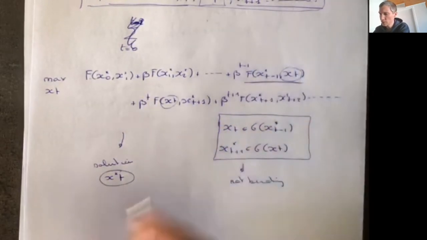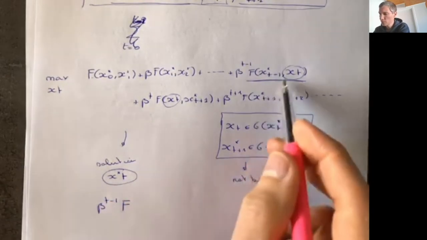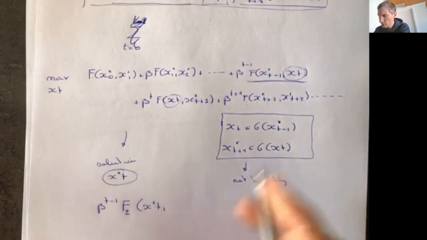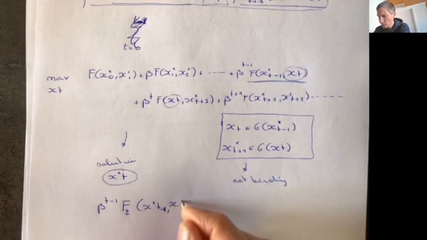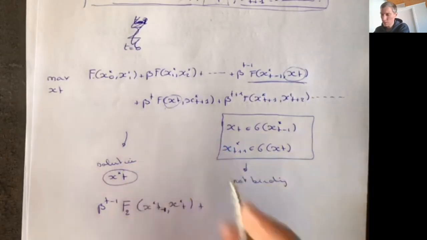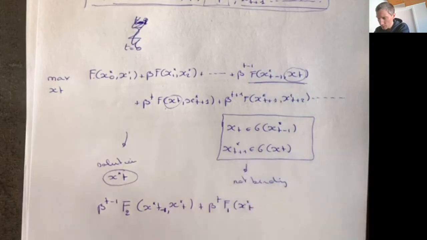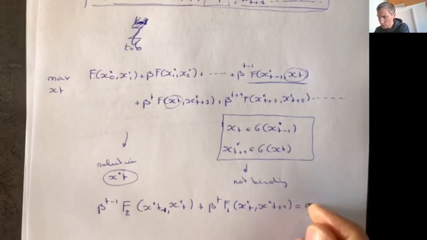I only have an xt here, so this becomes beta to the power t minus 1 times f with respect to the second argument. Let me call this f2. This is the derivative of f with respect to the second argument at xt. Now at the optimal value xt, plus, and there's an xt here, beta to the power t times f, now the derivative with respect to the first argument at the optimal value xt plus 1, and this should be equal to 0.